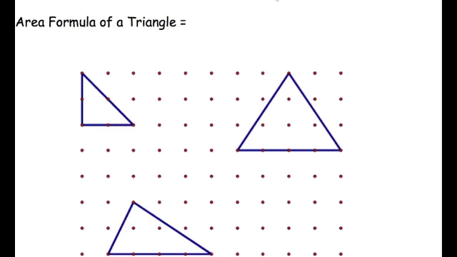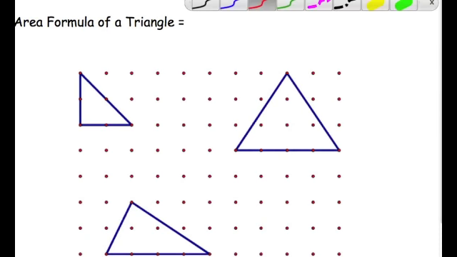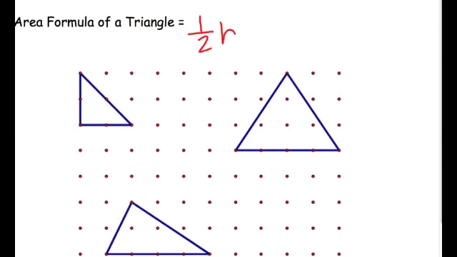Now we're going to do the area formula for a triangle. We will find that the area formula is 1/2 base times height. Again, we come back to base times height, and you'll see this over and over again that we come back to base times height. What we're going to do is take this first triangle.